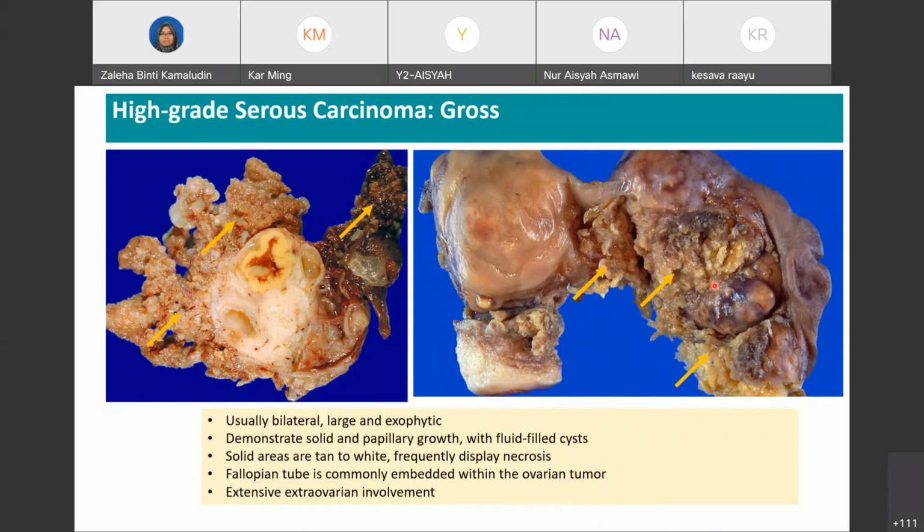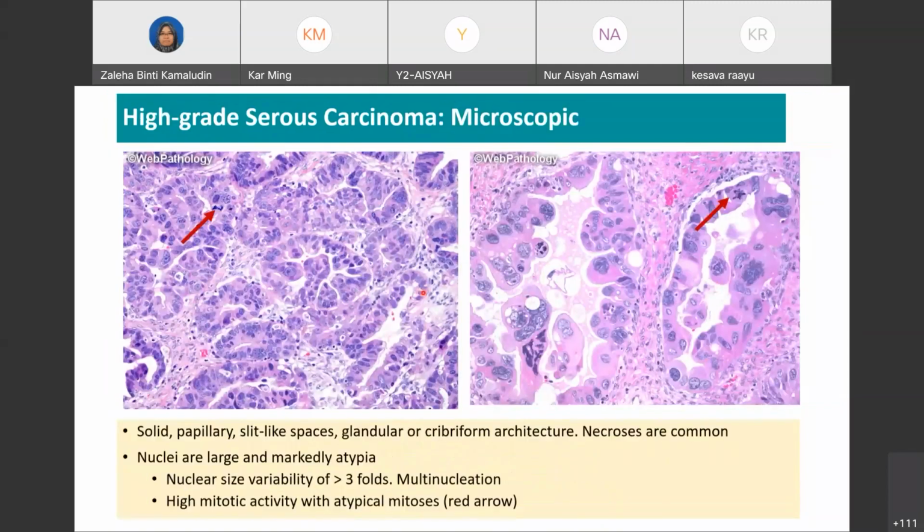Under the microscope, you can see marked variation in the nuclear sizes. They have a marked nuclear pleomorphism, and the tumor can have this kind of cribriform pattern. It has a glandular pattern, and in some areas you can also see a papillary pattern. The nuclei are large and markedly atypical. See this one also, you have multinucleation, very enlarged in size.